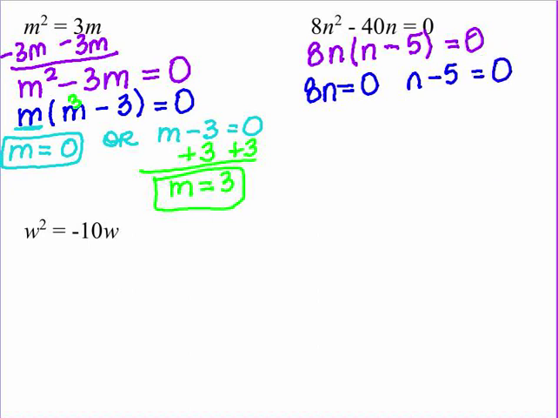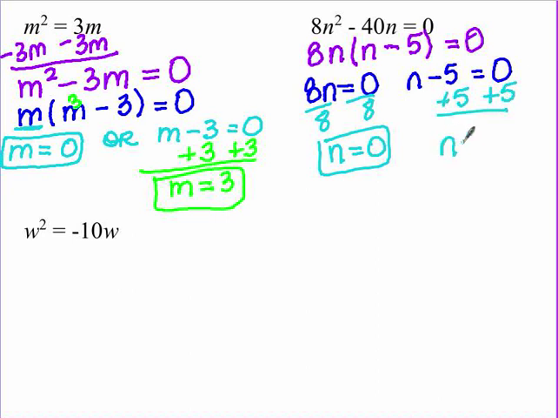Okay. So what is my solution here for the first one, or what do I do? Divide by 8. So what does n equal? 0. Okay, what do I do on the next one? Add 5. So I get n is equal to 5. Okay? So the answer is n equals 0 and n equals 5. Right. You have two possibilities on that one.